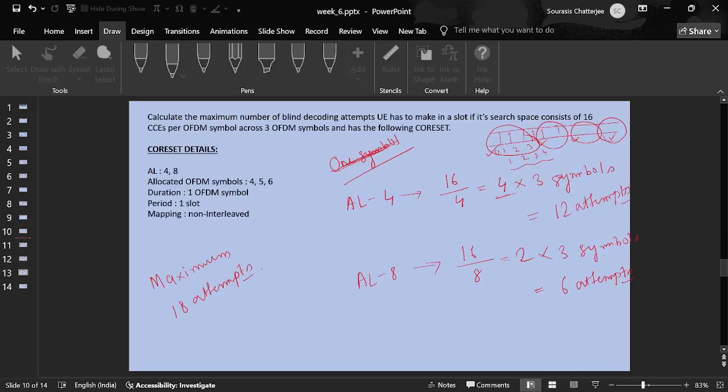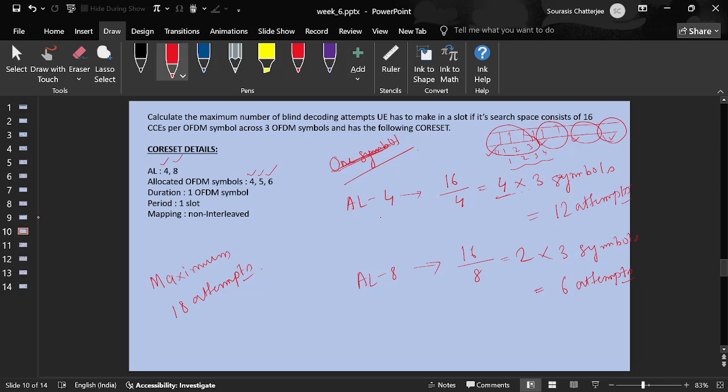So about the 10th question here, what should be the maximum number of blind decoding attempts the user has to make in a slot if its search space consists of 16 CCEs per OFDM symbol across 3 OFDM symbols and has the following core set. So basically you have mentioned that you have 16 CCEs per OFDM symbol across 3 OFDM symbols, 4th, 5th and 6th, and you are allowed 2 aggregation levels, 4 and 8.